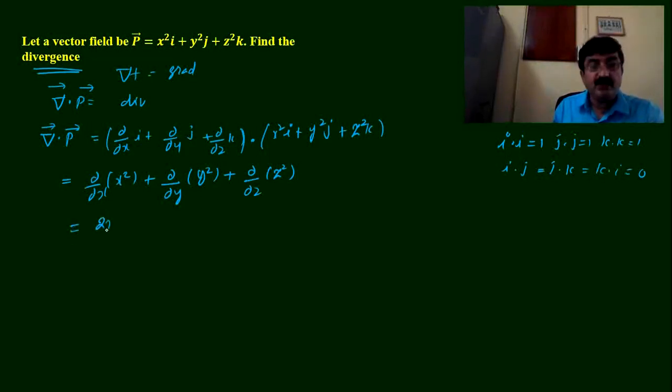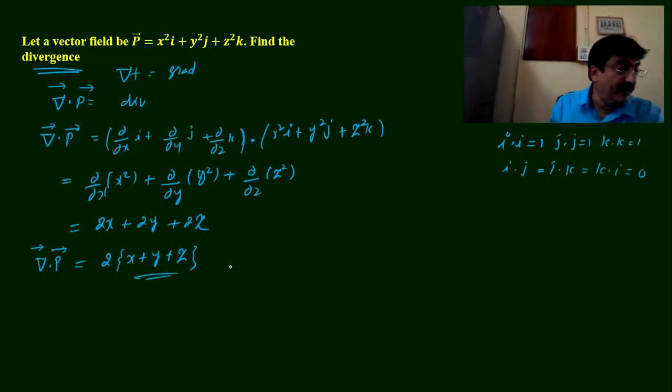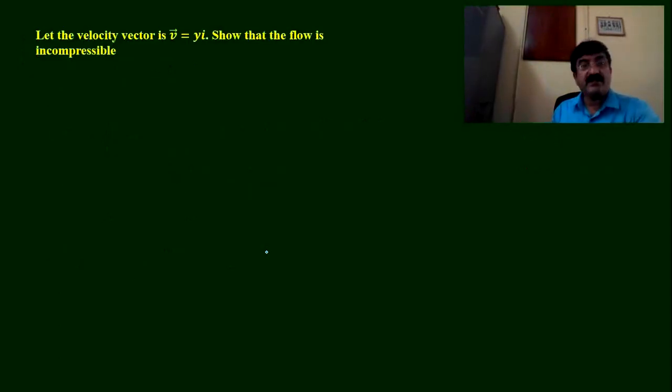Okay, this is 2x plus 2y plus 2z, or if you want you can take 2 as a common factor, so it is 2 times (x plus y plus z). So this is the divergence of the given vector. Of course it is finally going to be a scalar quantity. Okay, I hope you are following. Now let us see the next question.